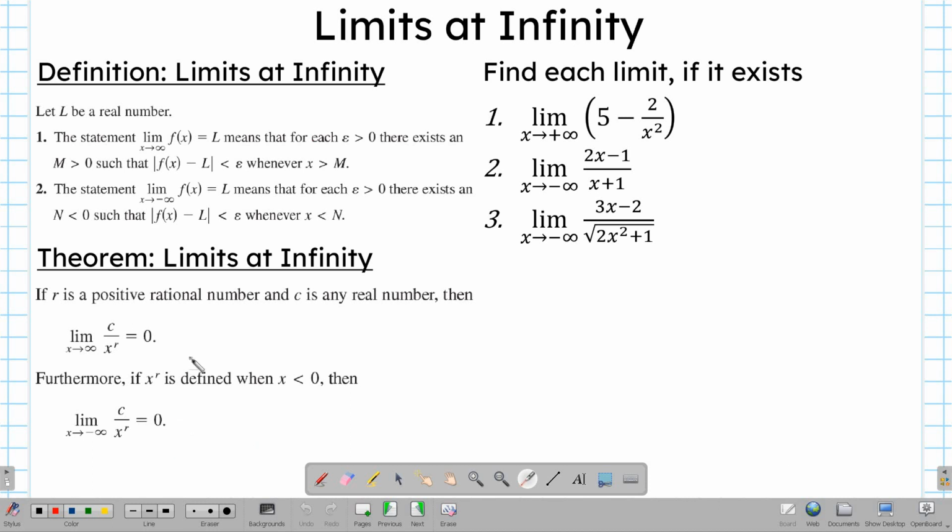Now, what we need to remember is this theorem here: if r is a positive rational number and c is any real number, then the limit of c over x raised to r as x approaches positive infinity is equal to 0. If x raised to r is defined whenever x is less than 0, then as x approaches negative infinity, that would also be equal to 0. With these two theorems, we can now look into the limits of functions as x approaches positive or negative infinity. Let's take a look at number 1 here.